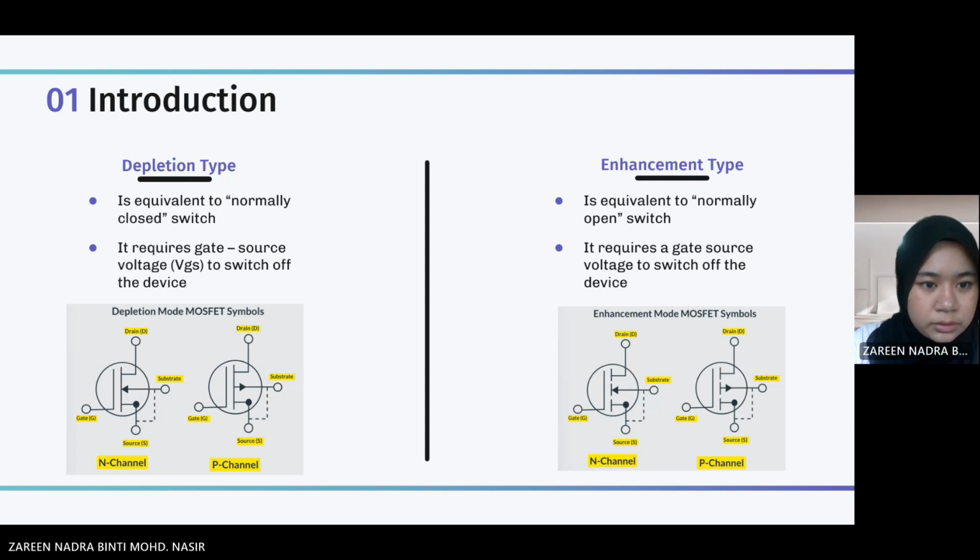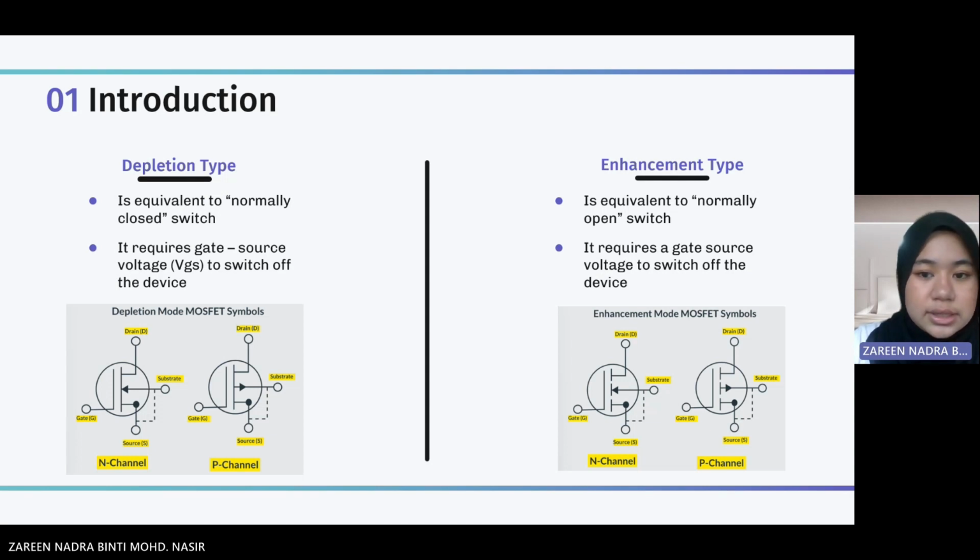Moving on to the types of MOSFET. There are two types of MOSFET transistors. The first one is the depletion type. The depletion type MOSFET is normally a closed switch, because it requires the gate source voltage to switch off the device. Shown here is the MOSFET symbol in N channel and P channel. We can observe that the substrate terminal is connected to the ground, which is the source, as shown here in the P channel too.